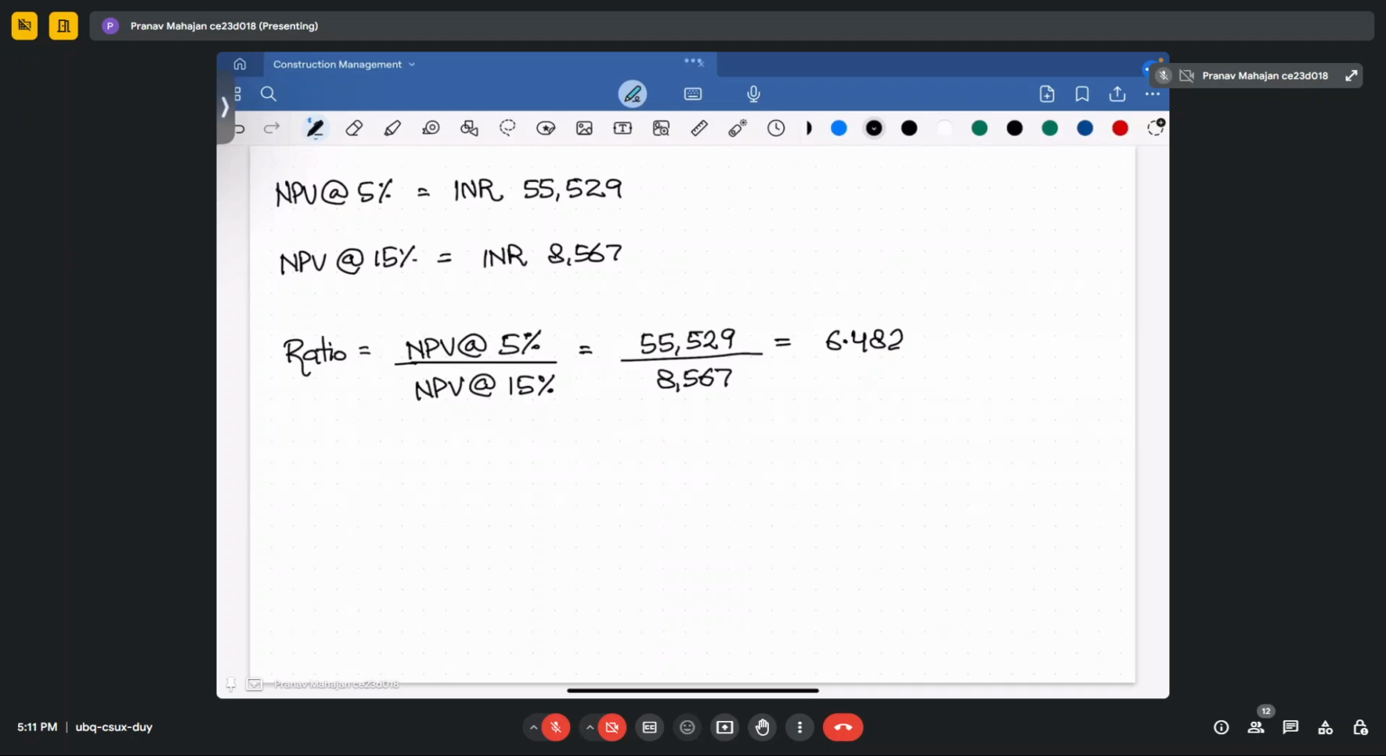So that means as your discount rate increases, your net present value decreases. However, when the discount rate decreases, then your net present value will increase.